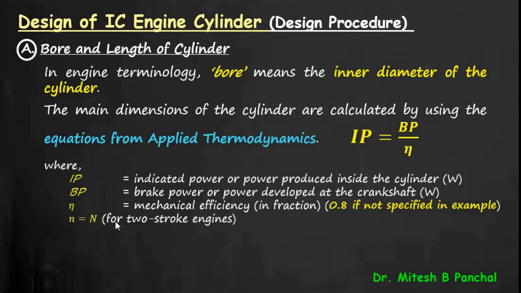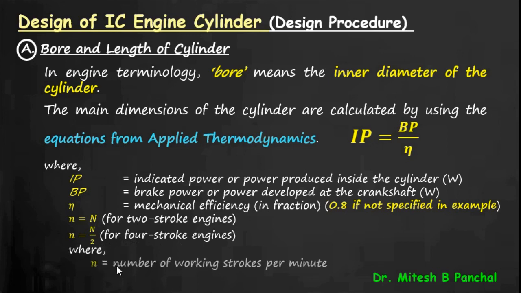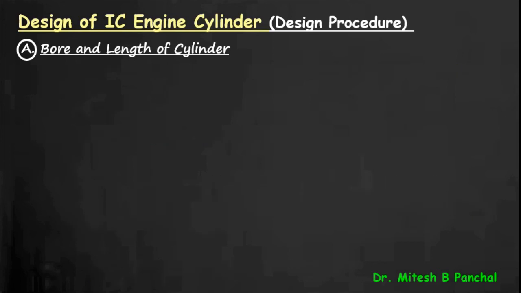Here small n equal to capital N for two-stroke engine. Here capital N is nothing but the RPM of engine shaft, and small n equal to N by 2 for four-stroke engine. Okay. Where small n is nothing but the number of working strokes per minute, while the capital N is nothing but the engine speed, that is in RPM.